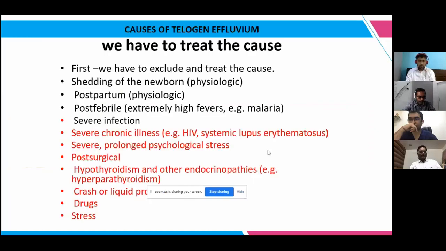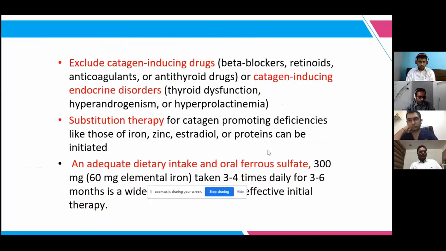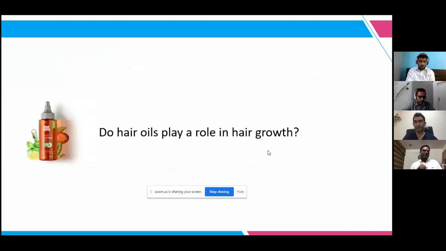Yes, you have rightly pointed out that is very important. Any chronic illness, any severe prolonged psychological stress, post-surgical or hypothyroidism, crash diets, medications, especially medications, you should be careful about these things. You exclude some catagen-inducing drugs like beta blockers, retinoids, anticoagulants, and antithyroid drugs, and endocrine disorders like thyroid dysfunction, hyperandrogenism, and hyperprolactinemia. Then substitution therapy for catagen-promoting deficiencies like those of iron, zinc, and essential proteins can be initiated. Adequate dietary intake and oral ferrous sulfate are also very important in these cases. Apart from that, you can prescribe minoxidil, you can prescribe peptide and all those things, but these are the important things one should take into account.